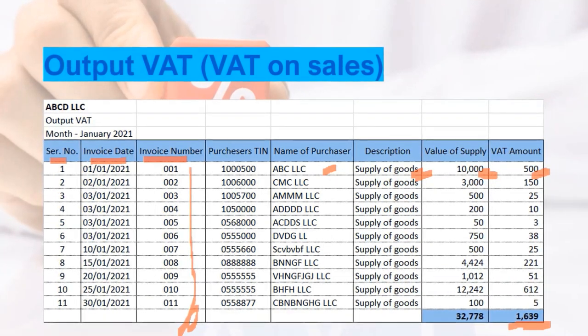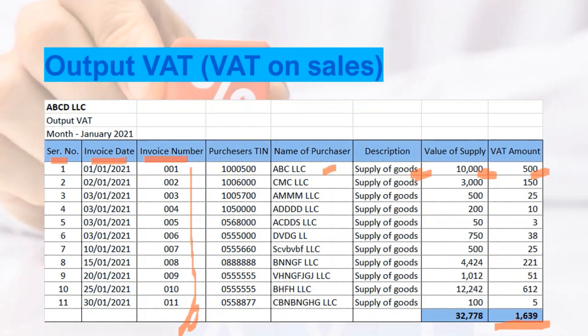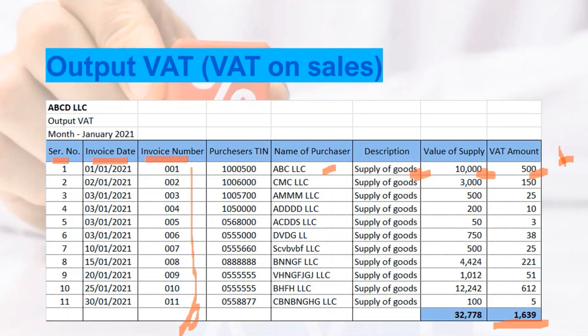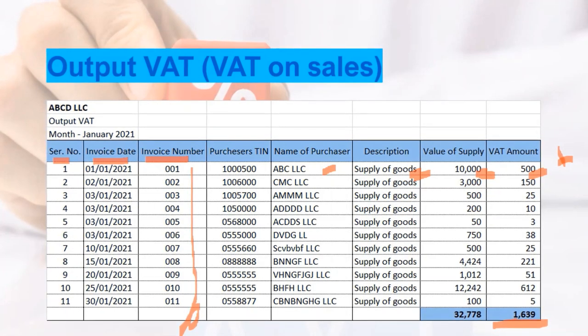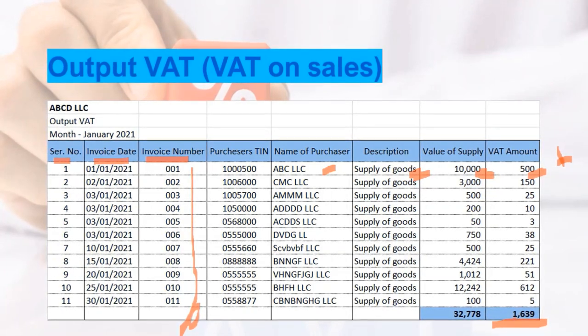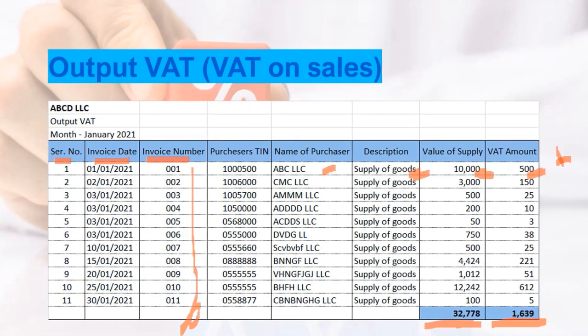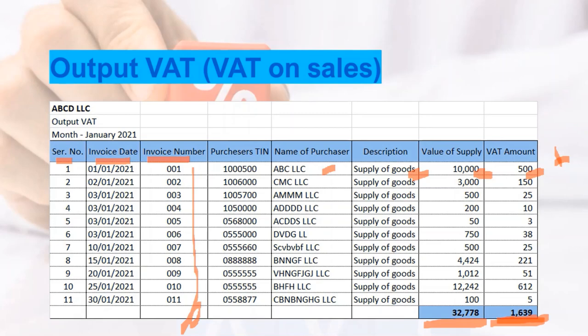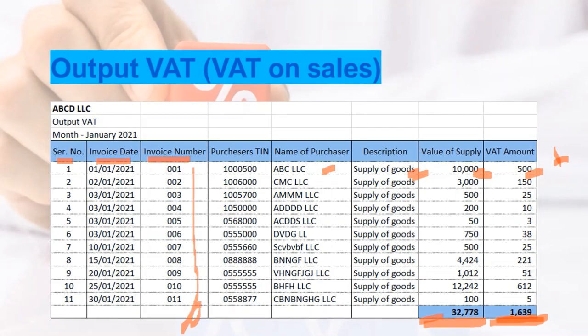Here you can put a 5% double-checking column, and easily put 5% to cross check whether this amount is correct or not. Then here you can easily cross check your collected VAT amount with this sales amount.